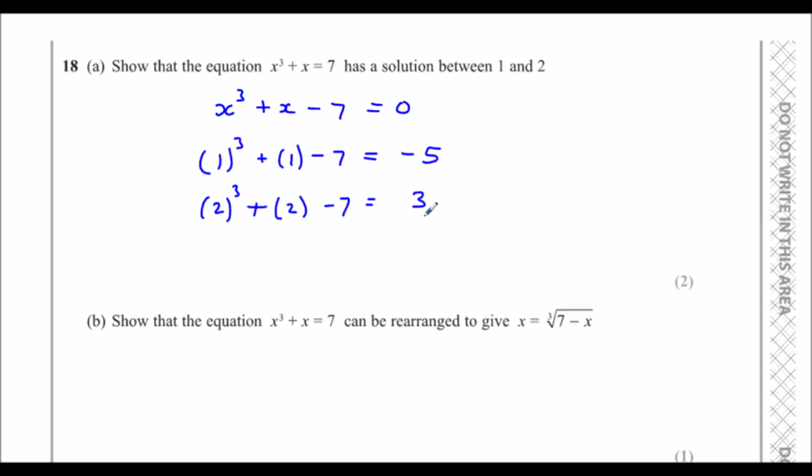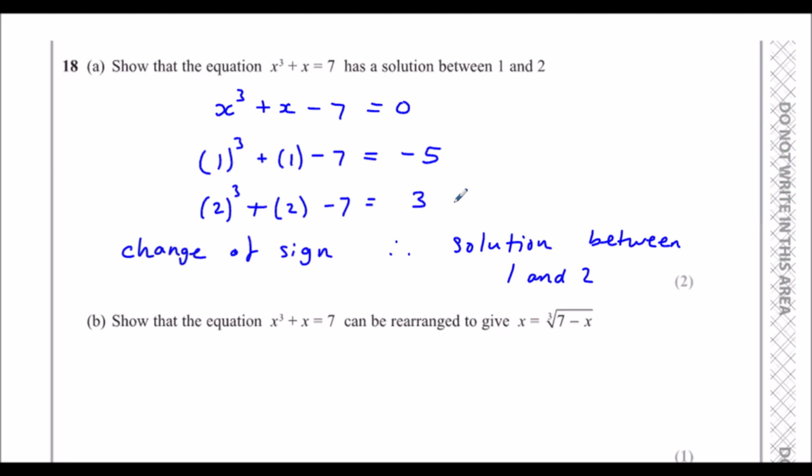So we've got a change of sign. One's bigger than 0, one's less than 0. So change of sign, therefore, solution between 1 and 2. So one's positive, one's negative, which means they're each side of 0, so there's a solution between 1 and 2.